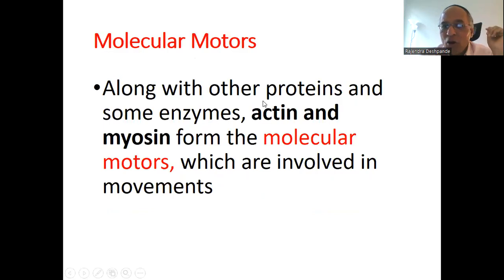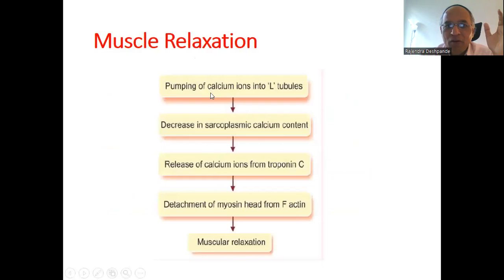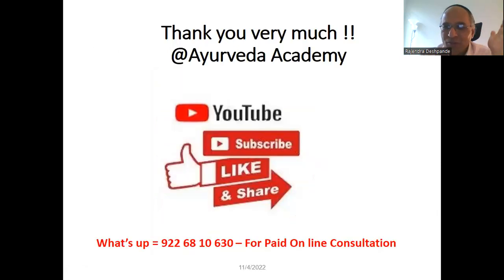Okay. Along with the other proteins and some enzymes, actin and myosin form the molecular motors which are involved in the movements. So pumping of calcium ions into the L-tubules, decrease in the sarcoplasmic calcium content, release of calcium ions from troponin C, detachment of myosin head from F-actin, and muscular relaxation. So my dear friends, I hope that you have liked this video explaining the molecular basis of muscular contraction, sliding filament theory. This is a very important question for your examination.